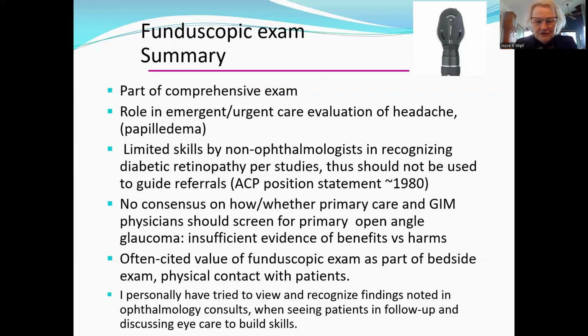An often cited value of the funduscopic exam is as part of the bedside exam, with physical contact with patients. What I did in my career was I tried to view and recognize findings noted in ophthalmology consults, not necessarily dilating, but when seeing patients in follow-up, I would say, do you mind if I take a look at your eyes, see what I can see, just to help build my own skills and understanding of what was happening in ophthalmology.